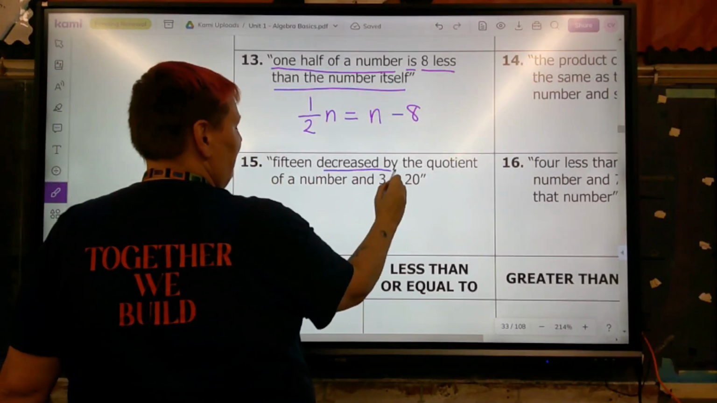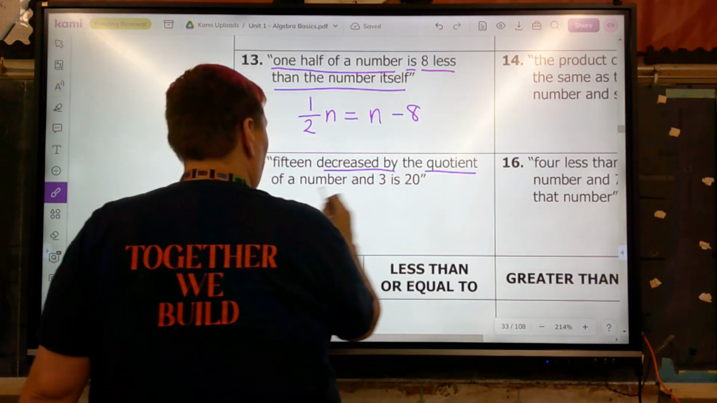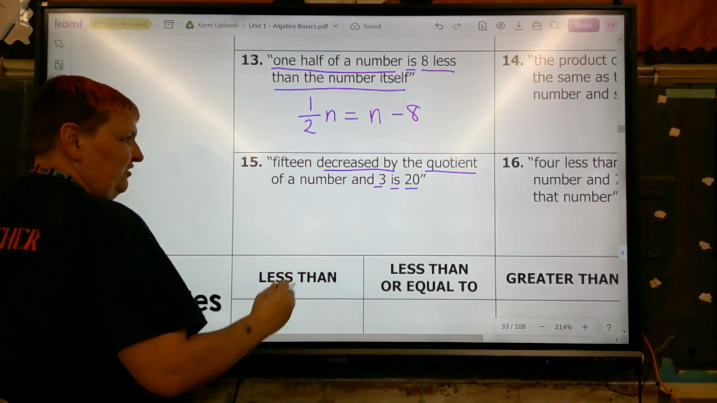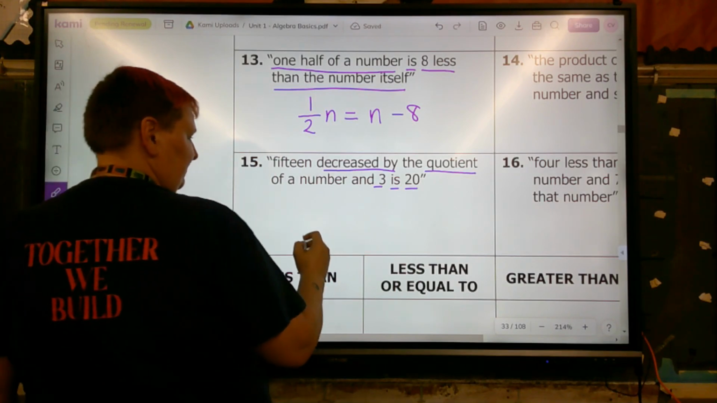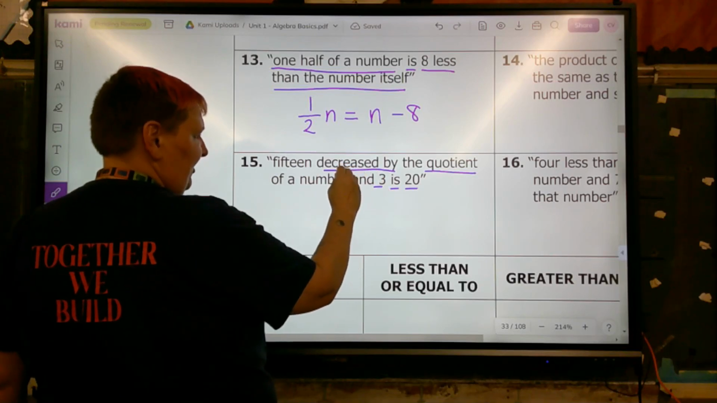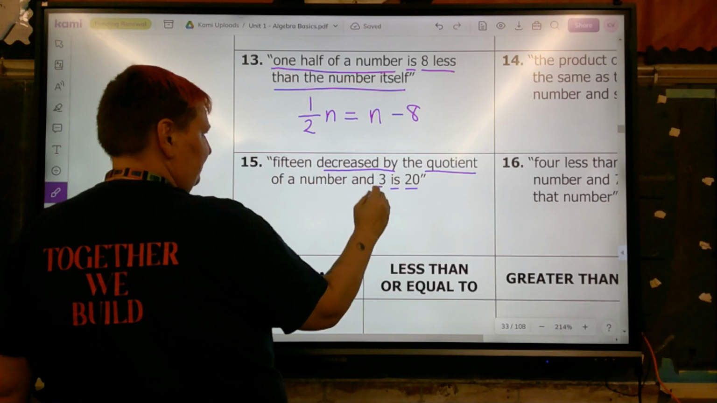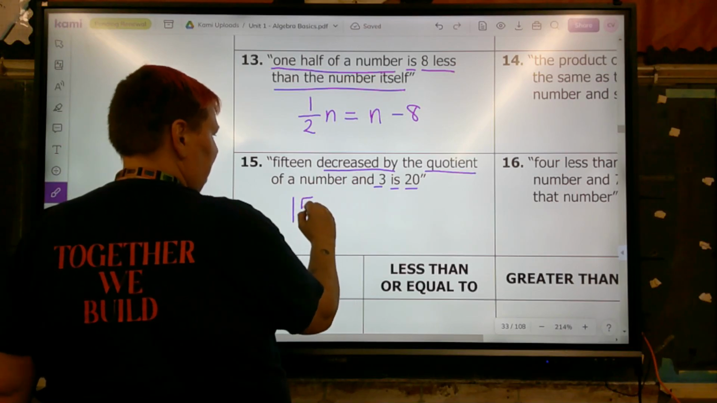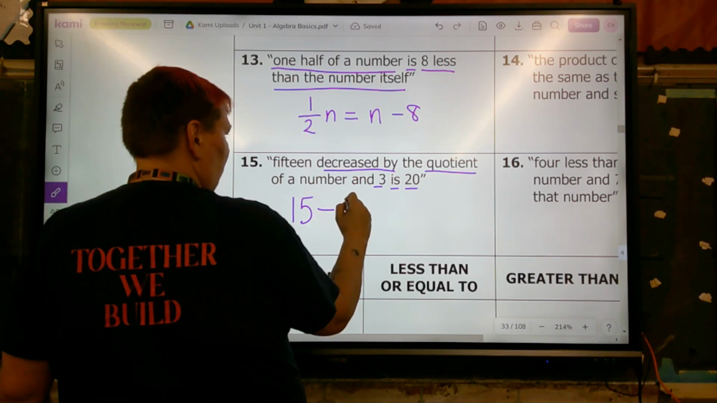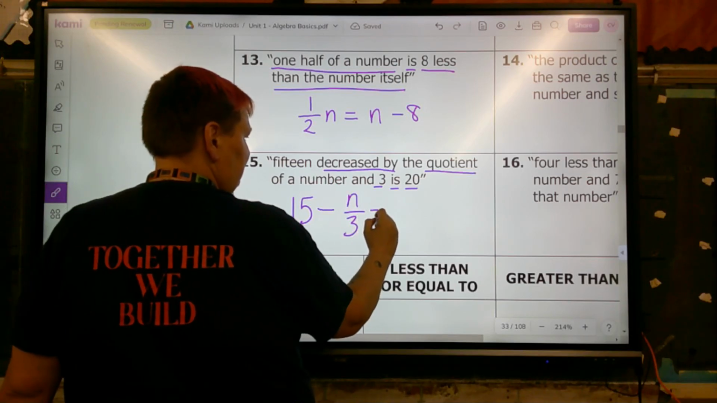15 decreased by the quotient of a number and 3 is 20. All right, so 15 decreased by, so it's going to go down, subtraction, the quotient, division, of a number and 3, is 20.